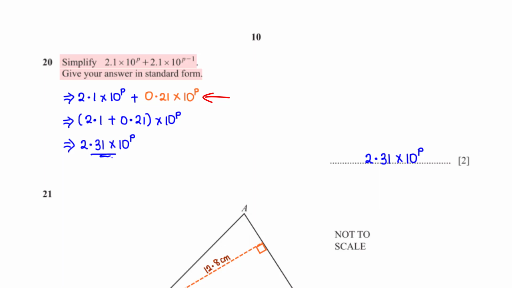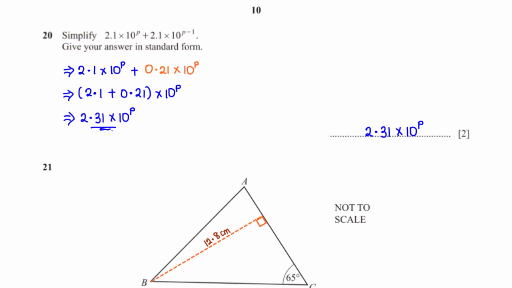Now that both terms have 10 raised to the power p, we can rewrite this as 2.1 plus 0.21 times 10 raised to the power p. 2.1 plus 0.21 is 2.31. 2.31 is between 1 and 10, and so we can leave it as our final answer.